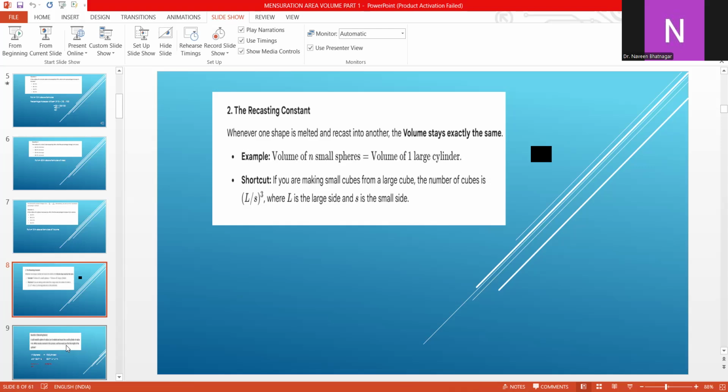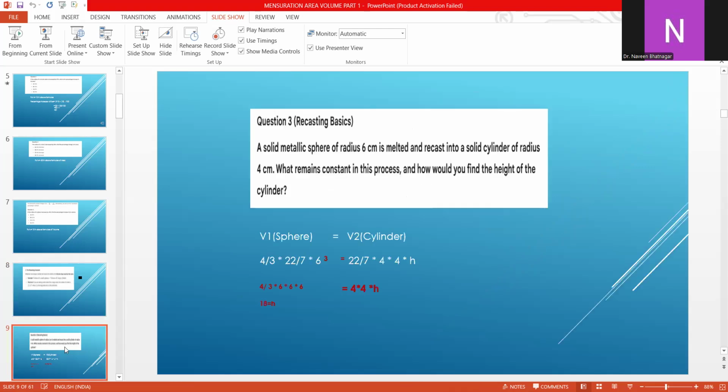Now, as you can see on the screen, I have shared one more formula for you. One shortcut: if you are making small cubes from a large cube, the number of cubes will be (L upon S) whole cube, where L is the larger side and S is the small side.